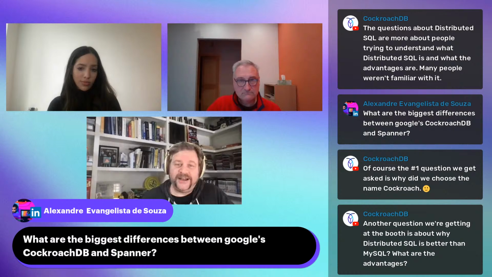So, question from Alexandre. What are the biggest differences between Google's Spanner, I'm assuming, and CockroachDB? So Spanner influenced Cockroach. The lack of having Spanner outside of Google was why Spencer wrote the design doc in the first place, because he wanted what Spanner was, but it wasn't available and there was no open source version of it. And so that was the early inspiration for Cockroach. But we have very much diverged from that a long, long time ago.